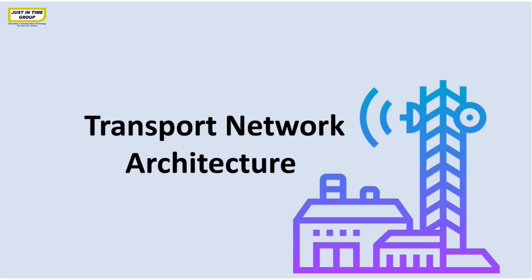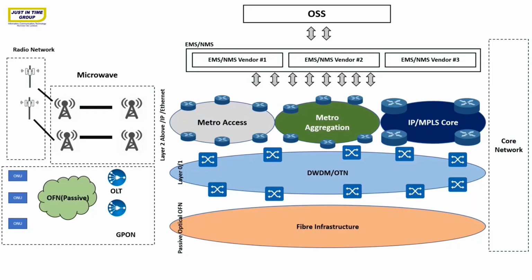So this is a typical architecture of a telco transport network. It will consist of metro access rings, as I mentioned previously, and metro aggregation rings. It could be a ring-like architecture, or it could be mesh, so it depends on the operator. Then there is the IP MPLS core, and here on the left side you can see there could be microwave infrastructure as well.